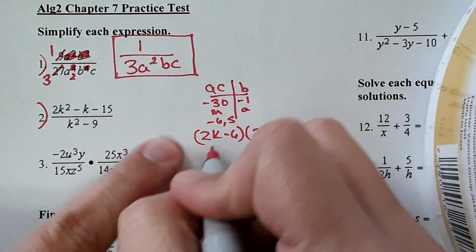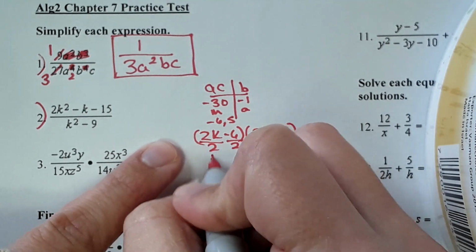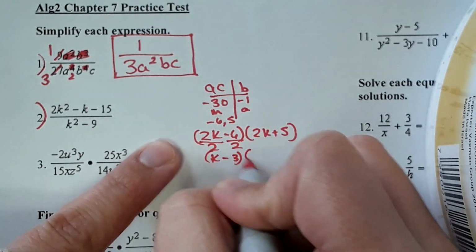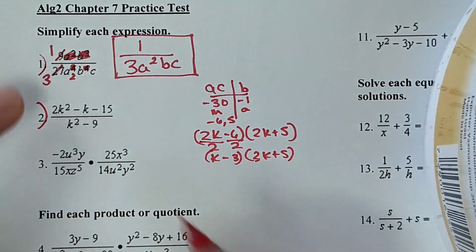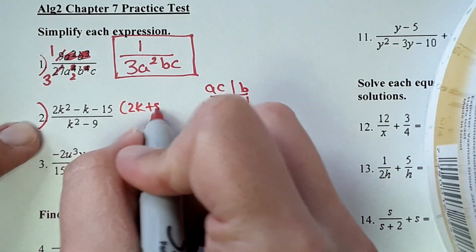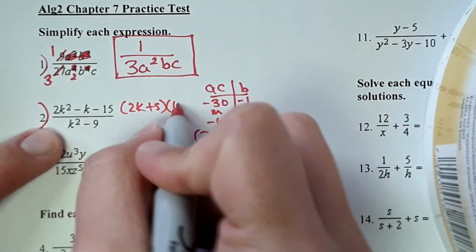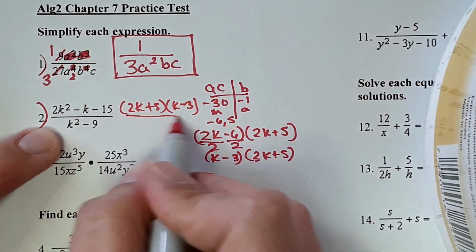And then take out any common factors here. And divide both of those by 2. Get k minus 3, and then 2k plus 5. So these are the 2 factors that would make this, and I'm just going to write that out. Trying not to cover it with my hand, but it is kind of covering it. Okay. There's the 2 factors there for the numerator.